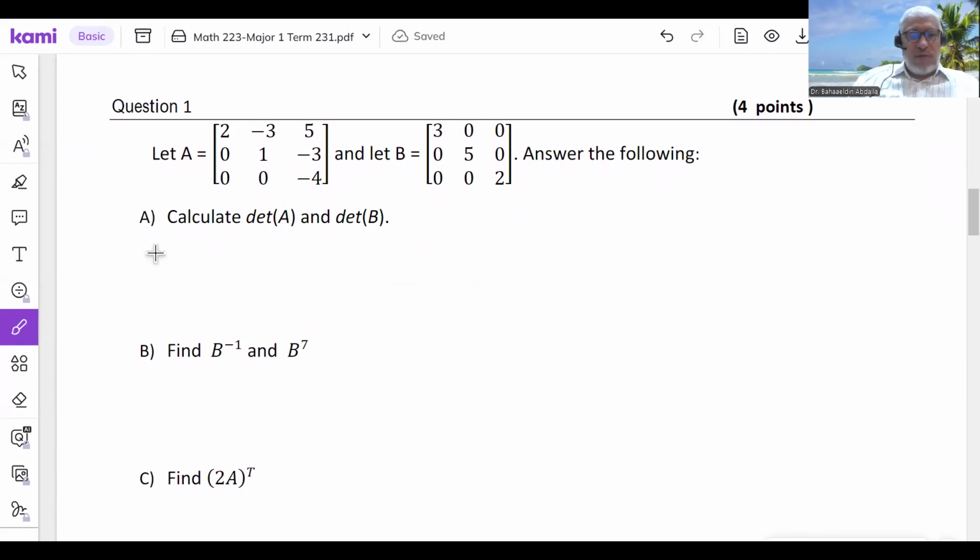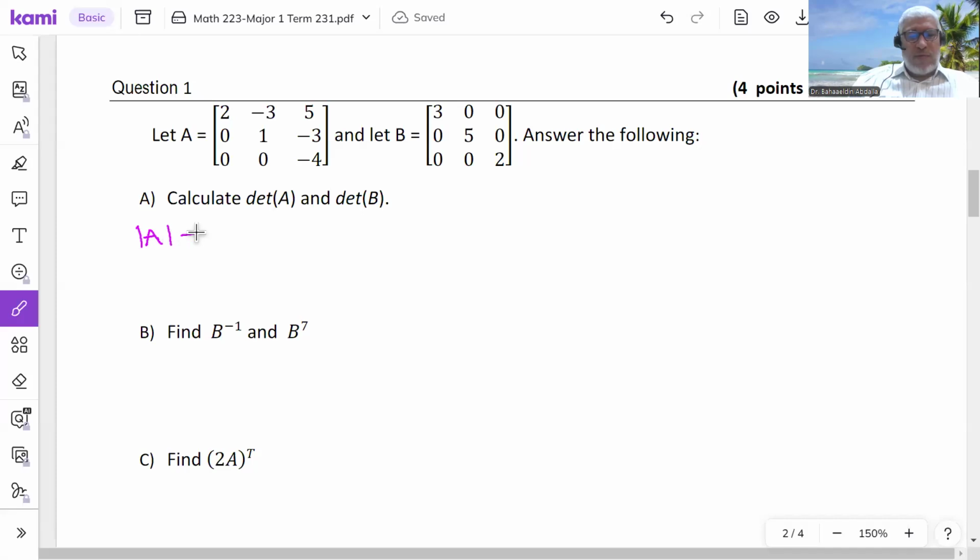So the determinant of the matrix A: if you look at the matrix A, it's an upper triangular matrix. All the numbers below the main diagonal are zeros. For such matrices, the determinant is just the product of the numbers on the main diagonal. So 2 times 1 times -4, and that's -8.